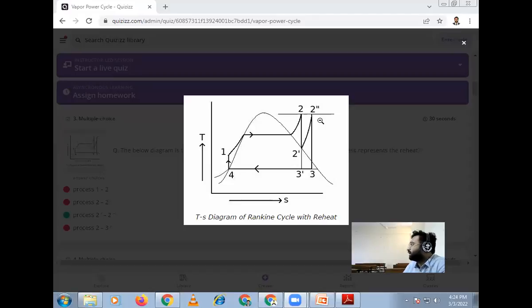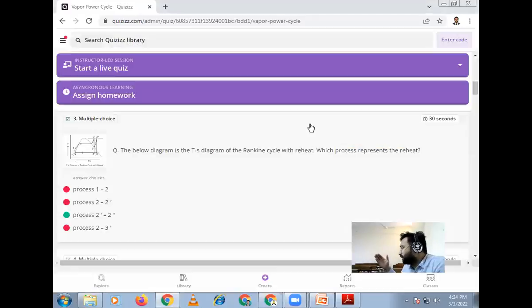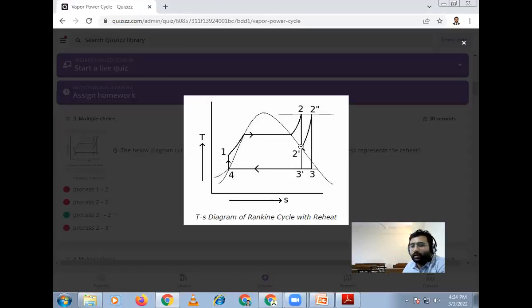That is reheating. Again, you will take the steam coming out from high pressure turbine. Then you will supply it to boiler. It will be reheated to 2 dash. What is 2 dash to 3? Low pressure turbine expansion. So there are 2 turbines, high pressure and low pressure turbine. Then 3 to 4 is again condenser. So here correct answer is 2 dash to 2 double dash.